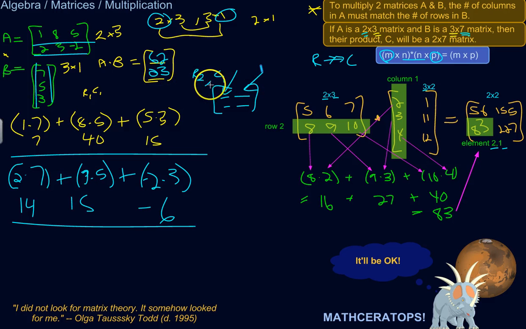And what does it mean to multiply a row by a column? It means to multiply each corresponding element. So 8 times 2, 9 times 3, 10 times 4. You know, first, second, third, first, second, third. And then I sum those products all together. And that's the value of my new element.